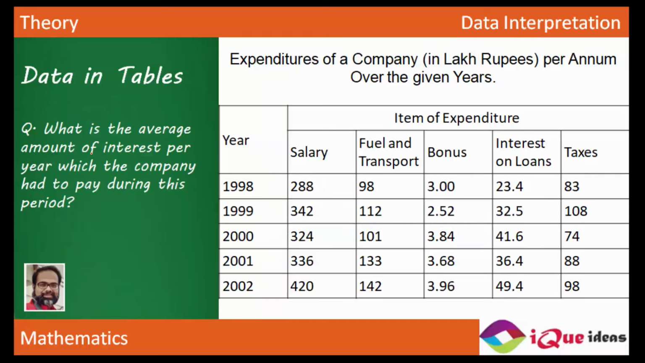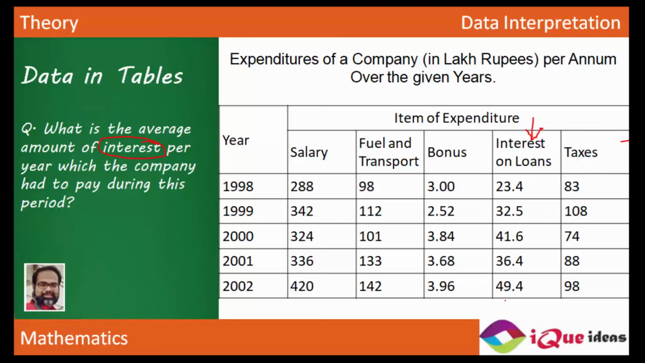Now, the first question here on the left says, what is the average amount of interest per year which the company has to pay during this period? So I have to look at the interest, and that is this particular, the fourth column under items of expenditures. So under items of expenditure, I have identified this as the interest. I have to identify what is the average amount.